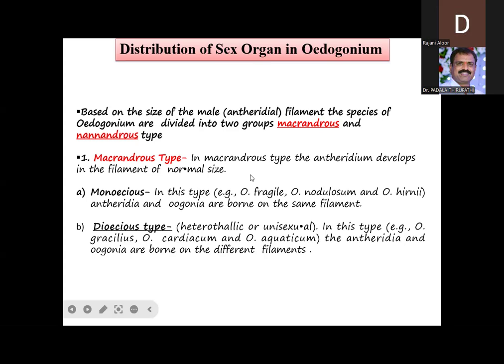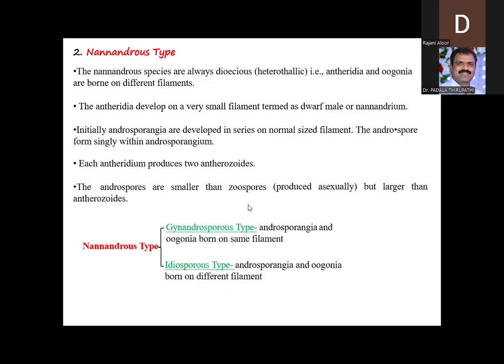Okay, coming to the next one. What is the second one? Nanandrous. See, in Nanandrous, the oogonia are normal, but the antheridia are produced on a special type of dwarf plants, known as dwarf males. This is very important, and questions are asked on it often.